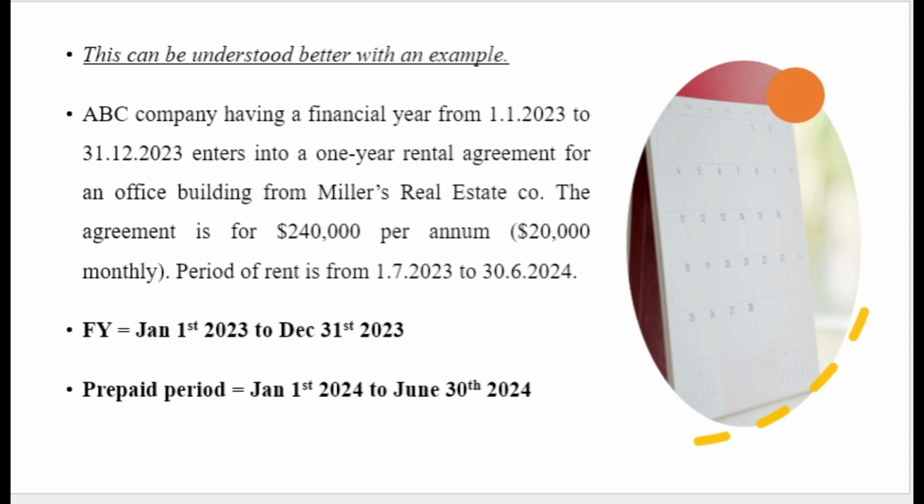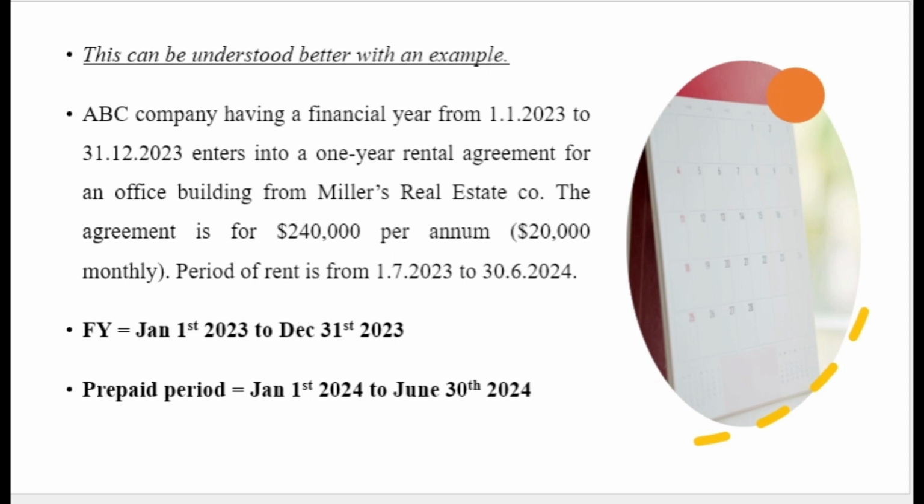ABC company has a financial year from 1/1/2023 to 31/12/2023, and it enters into a 1-year rental agreement for an office building from Miller's Real Estate Company. The agreement is for $240,000 per annum. That means monthly $20,000. And the period of rent is from 1/7/2023 to 30/6/2024.